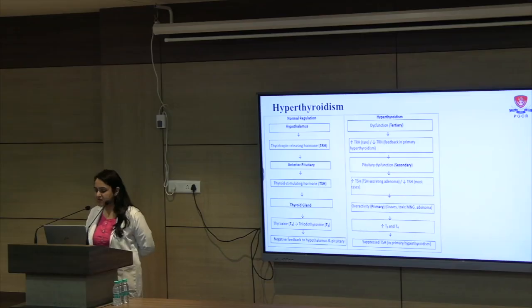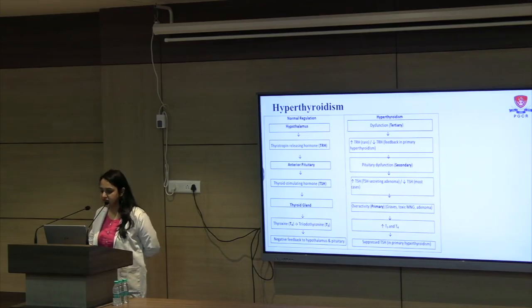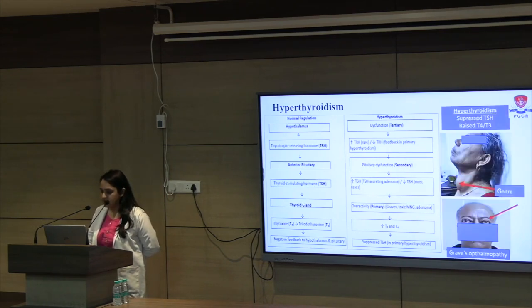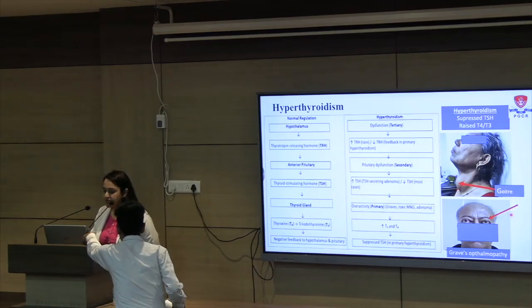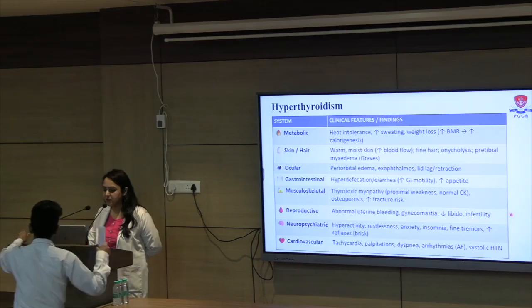Now, hyperthyroidism is a state of increased thyroid hormone with raised T3 and T4 and suppressed TSH. Most commonly, it is primary due to Graves' disease, toxic multinodular goiter or adenoma. Secondary causes include TSH secreting pituitary adenoma, and tertiary causes are rare. So, here, the upper image shows a diffuse goiter indicating thyroid enlargement in hyperthyroidism, and the lower image shows eye signs, exophthalmos and lid retraction. These are characteristic of Graves' ophthalmopathy.